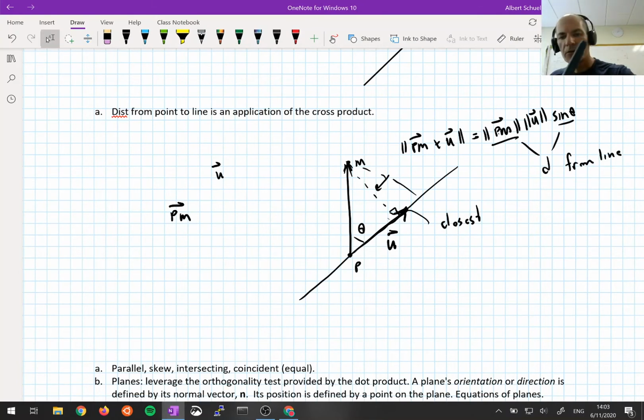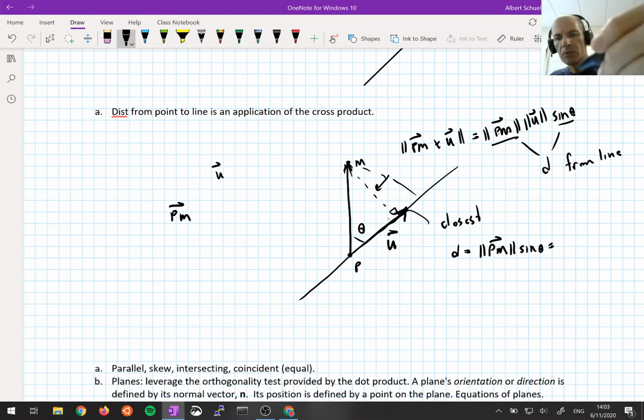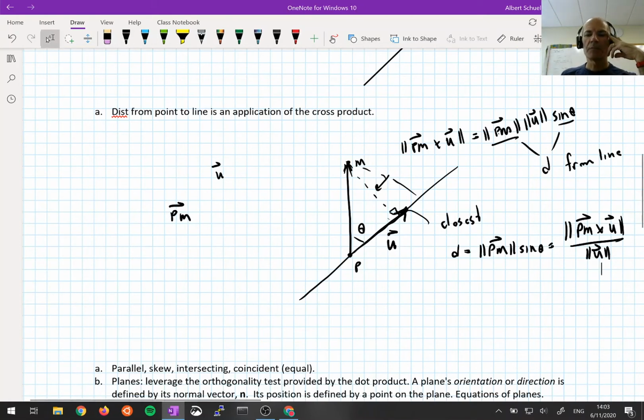So if we solve for those, D equals the magnitude of PM sine theta equals the magnitude of PM cross U divided by the magnitude of U. So we can compute this distance using what we know about the cross product.